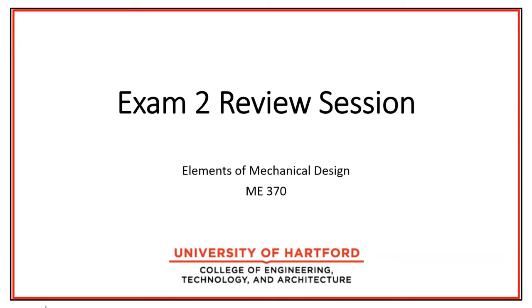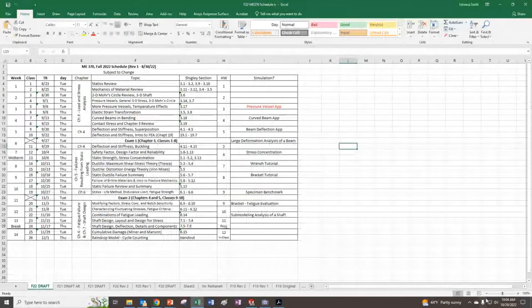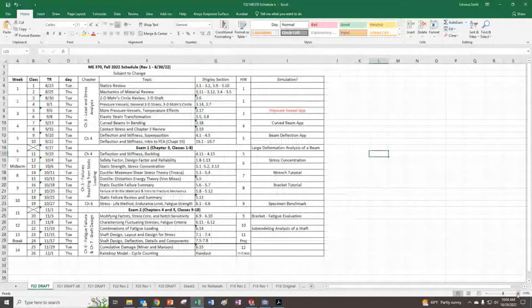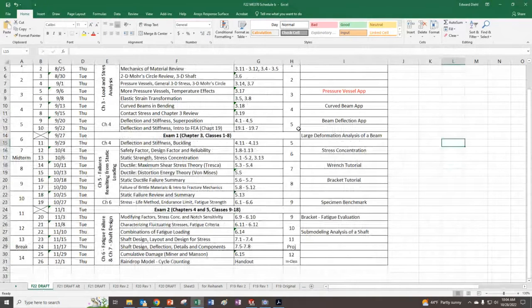I'll bring up the schedule and take a look at it, see what we've covered. This is called Schedule B. Let's take a look. Since exam 1, which was right here, and I think we actually had it on the correct date, and here's exam 2 that we're about to cover.